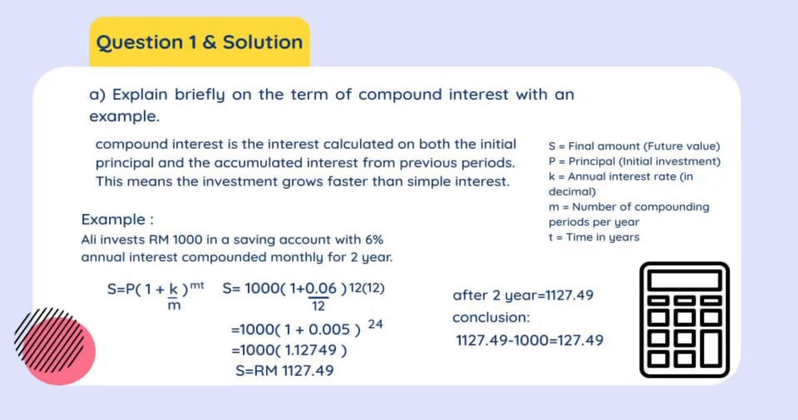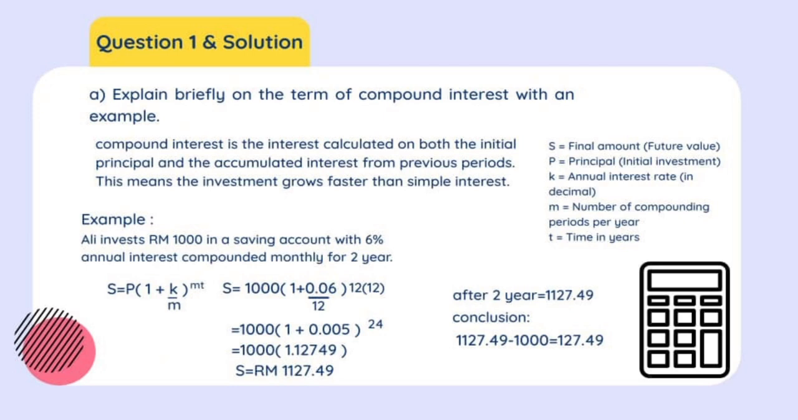Compound interest means you earn interest not only on your original amount, the principal, but also on the interest you already earned. So, every time interest is calculated, it includes both the original amount and the previous interest. That's why your money grows faster compared to simple interest, which is only calculated on the original amount. Now, let's look at how compound interest is calculated.